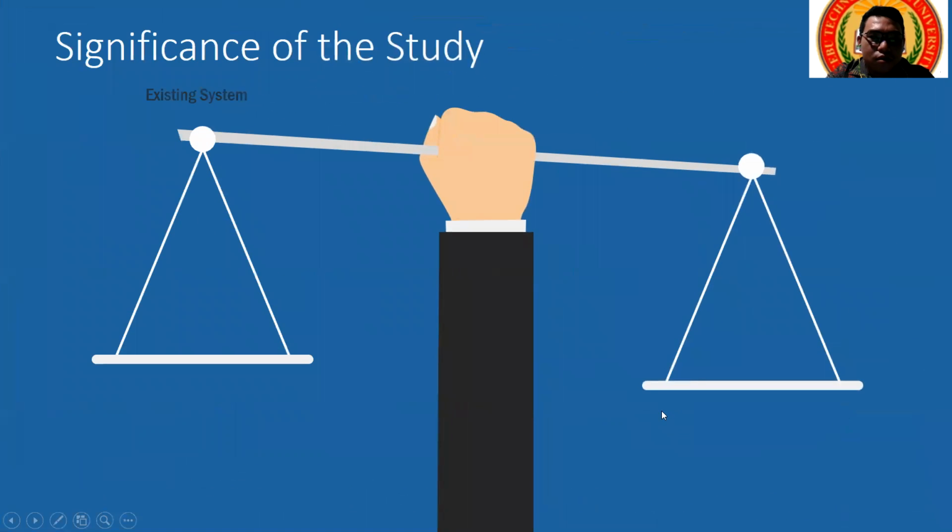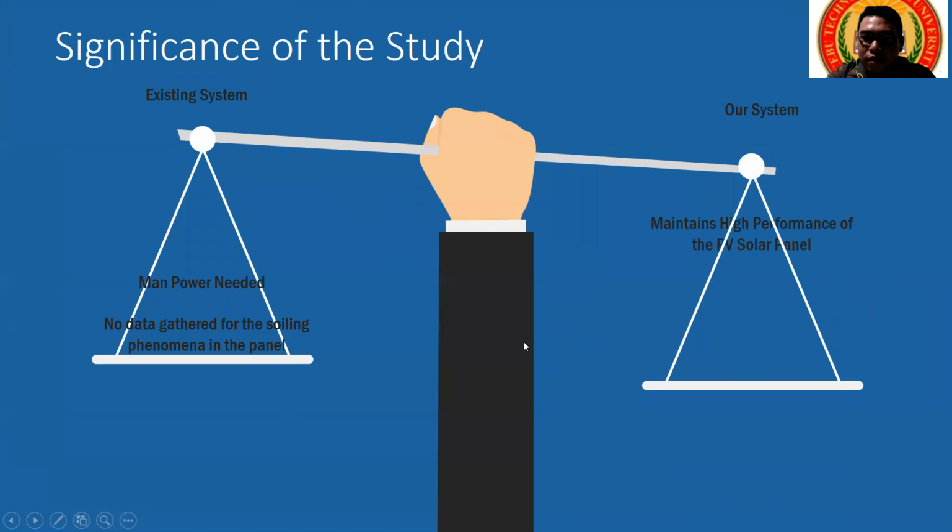So let's go to the significance of the study. What is the comparison between the existing system and our system? In the existing system, in order to clean the dust in the solar PV panel, manpower is needed to clean the solar panel. So no data is gathered also for the soiling phenomena in the panel.